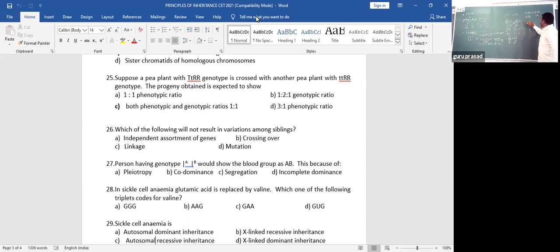Okay. Now capital T, small t, capital R, small t, capital R. 1:1 ratio. That is, both the genotypic and phenotypic ratio will be 1:1 as in a test cross. Okay. That's the answer. Next.